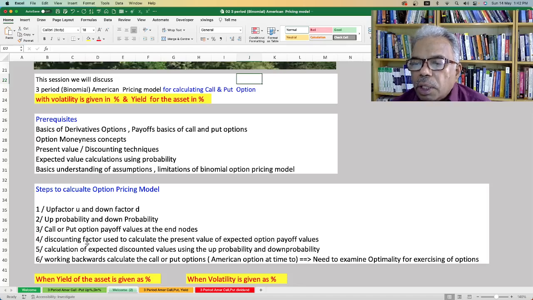Then we have to calculate the discounting factor to calculate the present value of the expected values. Then the calculation of the expected discounted values, and working backwards, since we are calculating American put options, we have to look into the optimality and whether we can exercise the option yearly. That is nothing but examining the optimality in the calculation of the option values.